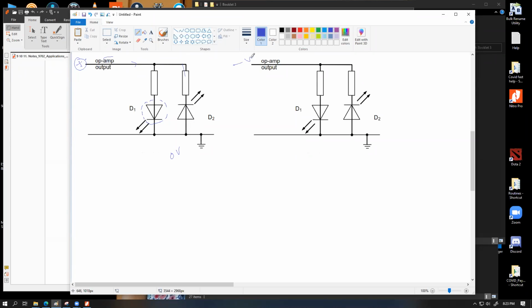Vice versa, if the output of the op-amp is negative, in that case this will not glow and current will be flowing through this pathway, and then this diode 2 can essentially do the glowing and give you some signal.